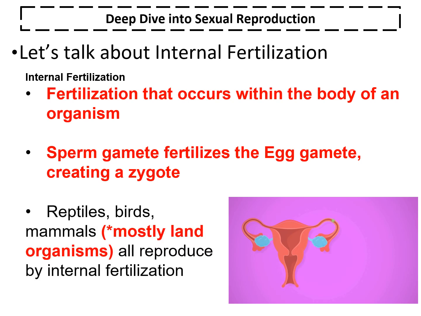A lot of land mammals and a lot of land organisms in general go through internal fertilization. Reptiles, birds, mammals like humans, they all reproduce by internal fertilization. The sperm and the egg gametes need to create that zygote inside of the organism's body. Go ahead and pause the video and jot this down, only the parts in red, and then press play when you're ready to move on.